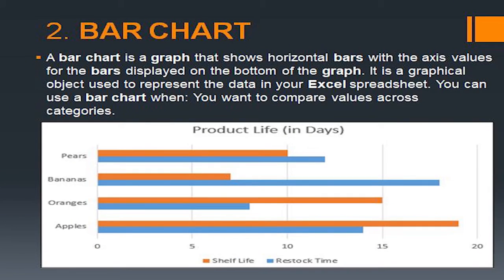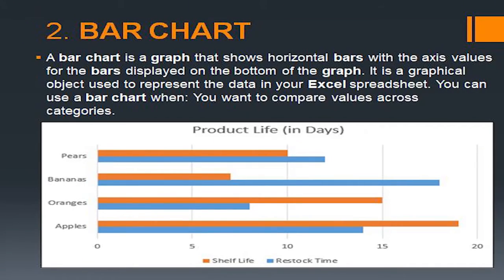Next one is bar chart. A bar chart is a graph that shows horizontal bars with the axis values for the bars displayed on the bottom of the chart. It is a graphical object used to represent the data of your Excel spreadsheet. You can use a bar chart when you want to compare the values across categories. A bar chart is similar to a column chart. Why? Because it has the bars horizontally.